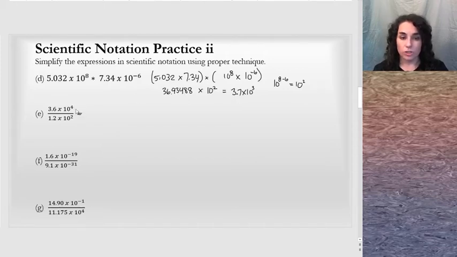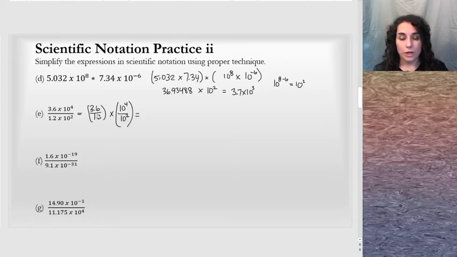We're going to keep doing the same thing. Here we're having division. So this is what I'm going to do. I'm going to take 3.6 and divide it by 1.2. We're going to take, those are the A's of those numbers, and then I'm going to multiply by 10 to the 4th divided by 10 squared.